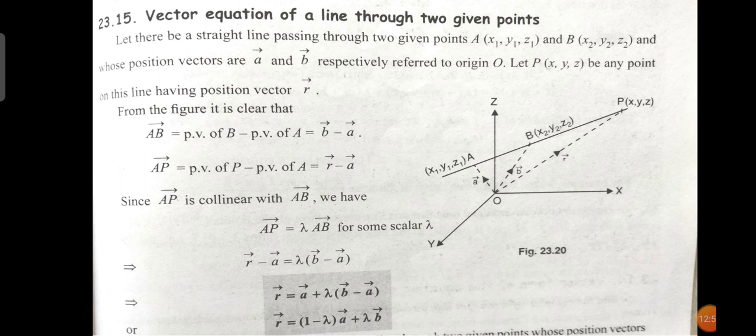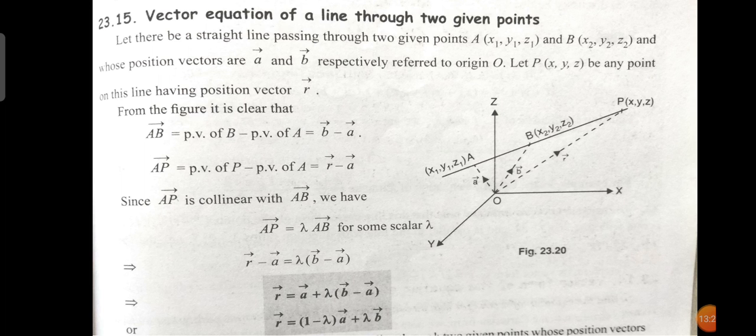Vector AP is the position vector of P minus the position vector of A, that is R minus A. And AP is collinear with AB, that is, AP and AB are in the same line. So they are collinear, then we can say they are parallel. Yes, AP is equal to lambda AB for a scalar lambda.